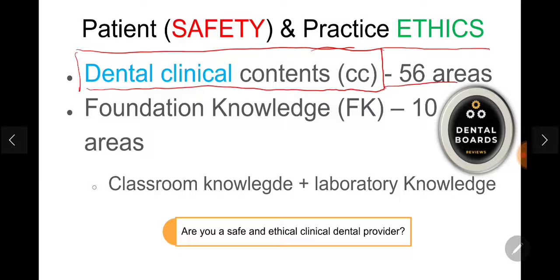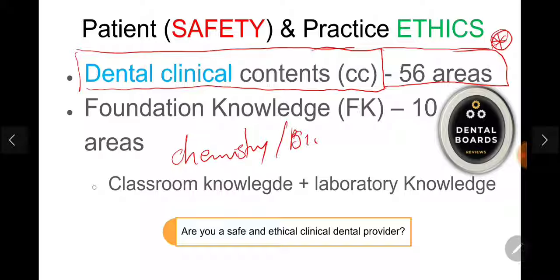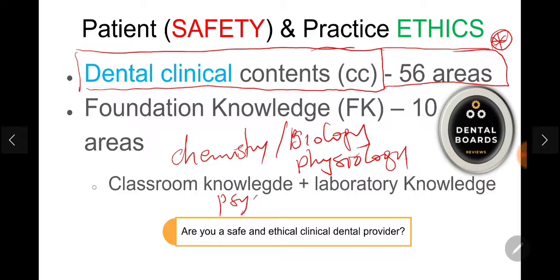It focuses on 56 areas. All right, so this is important. However, they also want you to know that there is the foundation knowledge. The foundation knowledge pretty much is what's considered classroom knowledge, whereby you have your chemistry, your biology, your physiology, psychology, and your laboratory skills, laboratory and lab analysis, right?